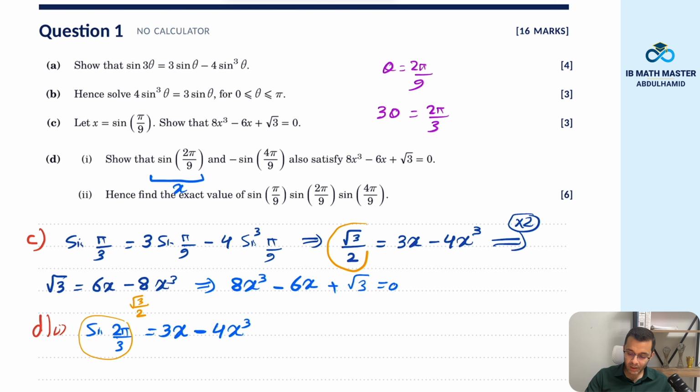Perfectly like this. So as you see, the two equations here are identical, which means if we rearrange this, it will be definitely and similarly 8x cubed minus 6x plus root 3 equals 0. We did it now for this angle, but now we'll do the same for negative sine 4 pi over 9.